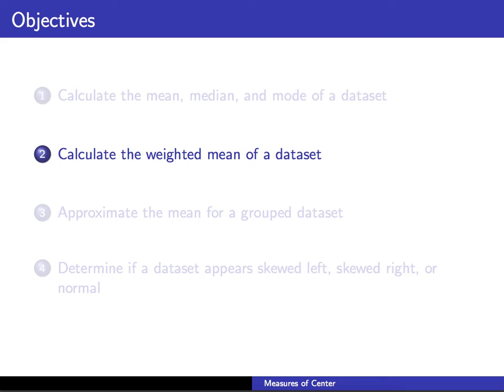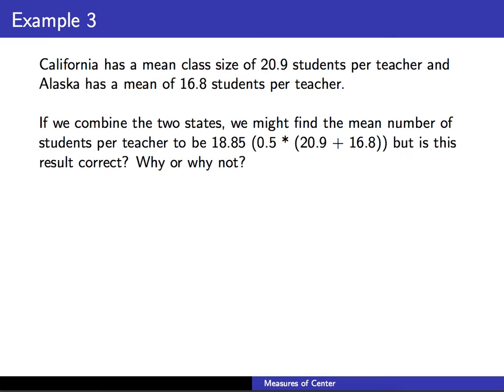Hi, in this video, we're going to take a look at calculating the weighted mean of a data set. So we're going to start with an example. California, the state of California, has a mean class size of 20.9 students per teacher, and Alaska has a mean class size of 16.8 students per teacher.